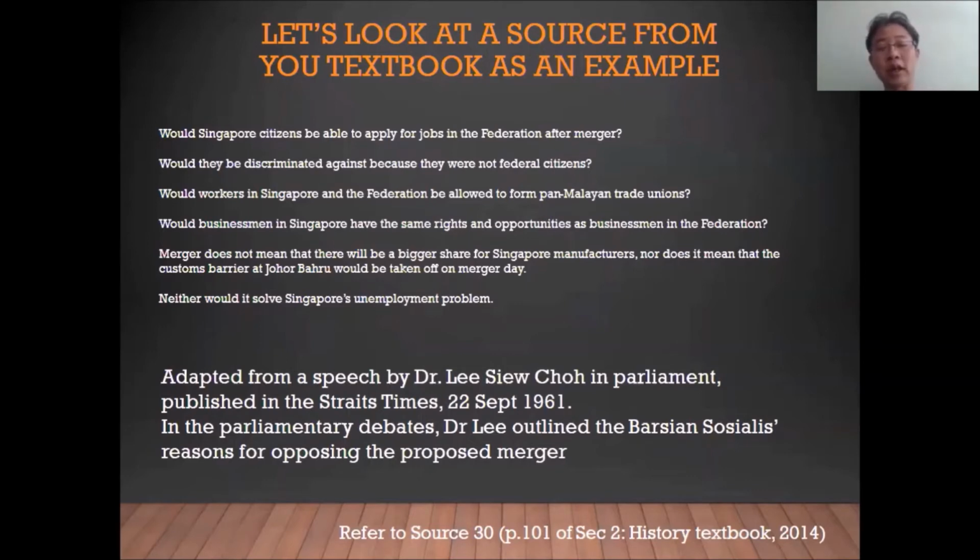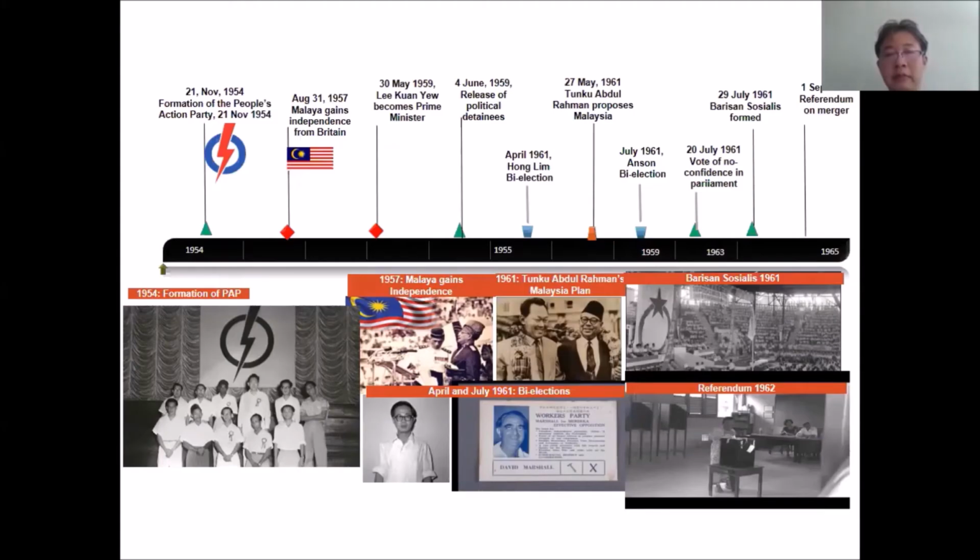in the year 22nd September 1961. Now let's look at the timeline. 22nd September 1961. Where do you place it? You place it between the Barisan Socialists being formed, 29 July 1961, and you place it between referendum on merger, 1st September 1962. So that's when Shu Cho gave a speech. So now let's have a quick rundown about the events which led up to it.